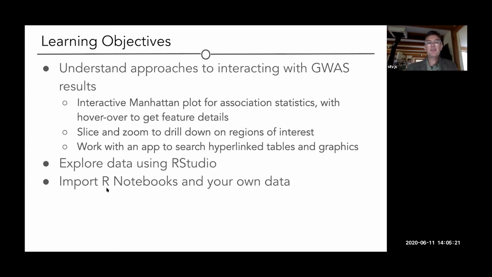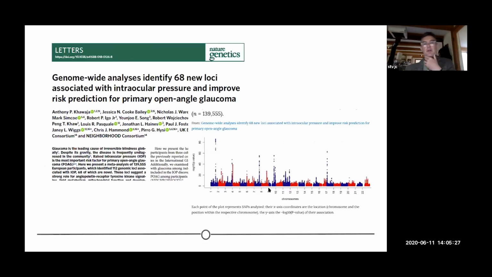and we'll implicitly show you how to import R notebooks or R Markdown documents and your own data to do this type of work. And the data we're going to be looking at come from this study of glaucoma genetics. This is from the UK Biobank, and this is a 2018 paper in Nature Genetics.